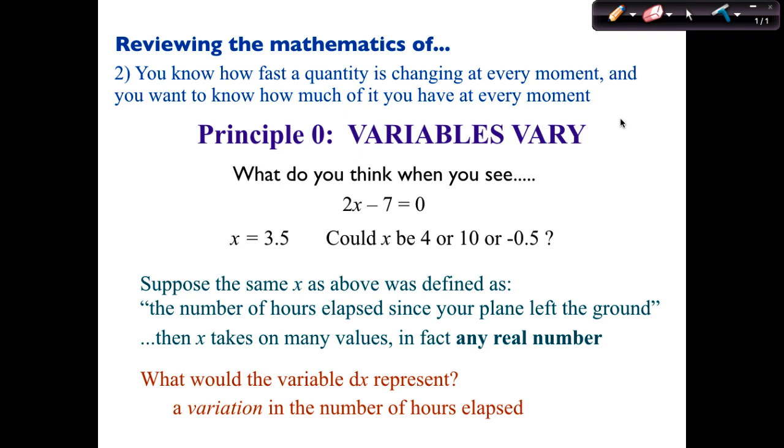So dx is a variation in the number of hours elapsed. So x is the number of hours since your plane took off, and then dx would be like a variation in that number of hours. So for instance, if dx was 3.5, what would that mean?